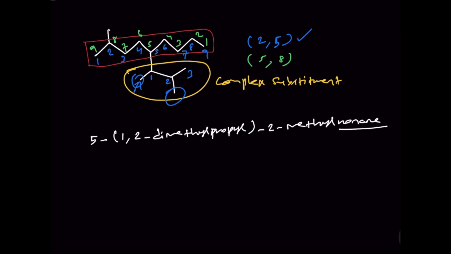And by the way, keep it in mind that when we alphabetize, the di, tri, tetra, all those things, for complex substituents, we need to take into consideration. In the normal cases, we ignore the di, tri, tetra, all those things, but when it comes to complex substituents, we have to consider those. This is an exception, just try to remember that. That is the correct IUPAC name for this molecule.